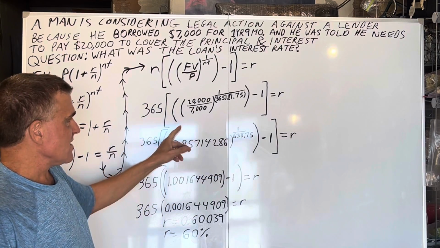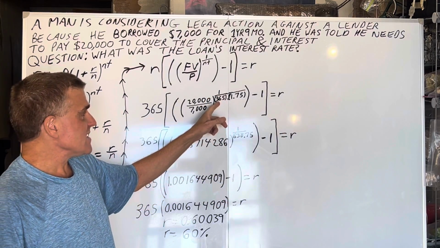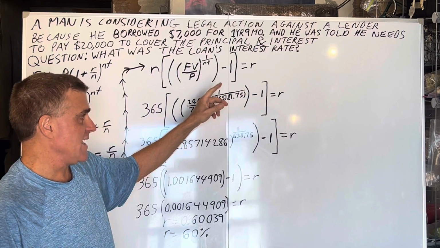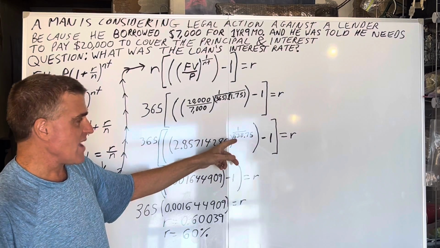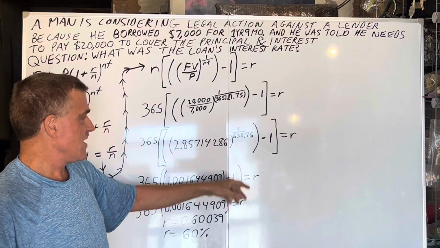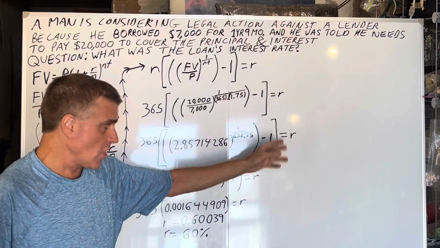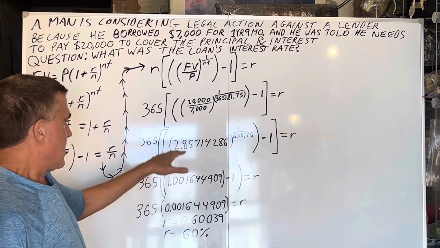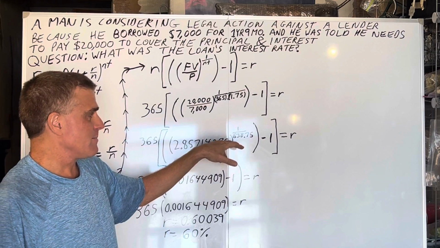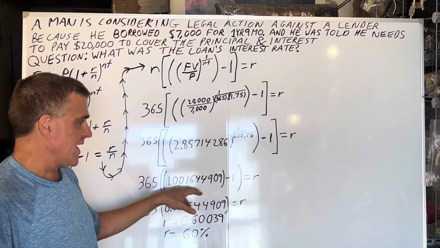So 20,000 divided by 7,000 is 2.85 and change. The 365 times 1.75, remember this is the denominator of the exponent, turns out to be 638.75, and then close parentheses, minus 1, close parentheses again, equals R, the interest rate. 2.85 to the 1 over 638.75 power equals 1.001 and change.